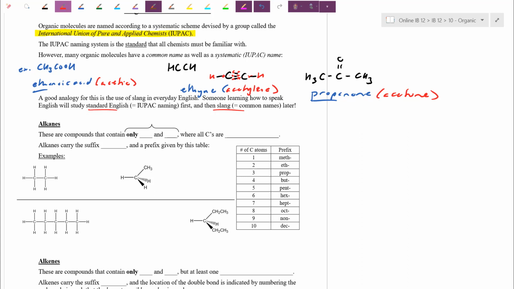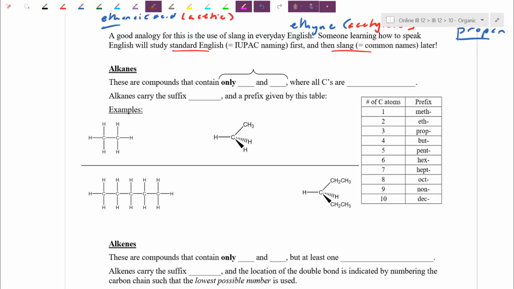So just to finish off our introduction here, I'm going to introduce some of the simplest families first. I'm going to introduce the basic naming structure with these families, and then you can basically apply these rules to all the functional groups that we see tomorrow. Okay. So for starters, we're going to start off with alkanes.